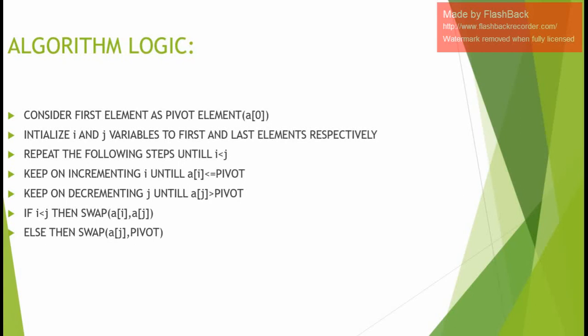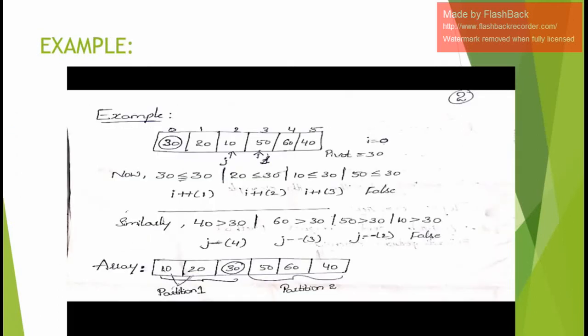Keep on incrementing i until a of i is less than or equal to pivot, and keep on decrementing j until a of j is greater than pivot. If i is less than j, then we have to swap a of i with a of j. Else we have to swap a of j with the pivot element. Let us see one example.